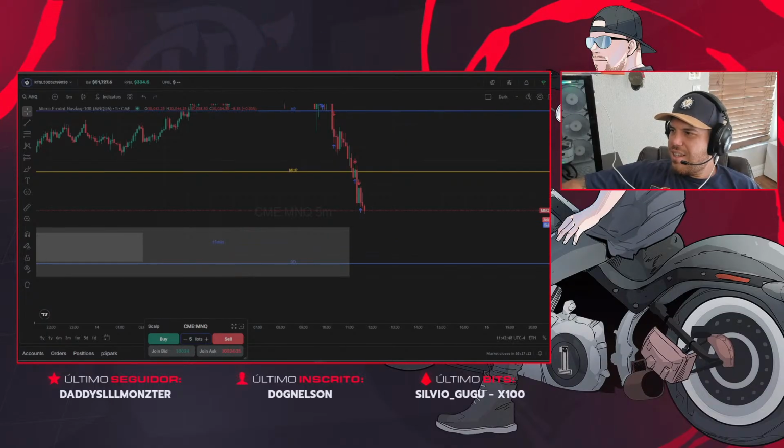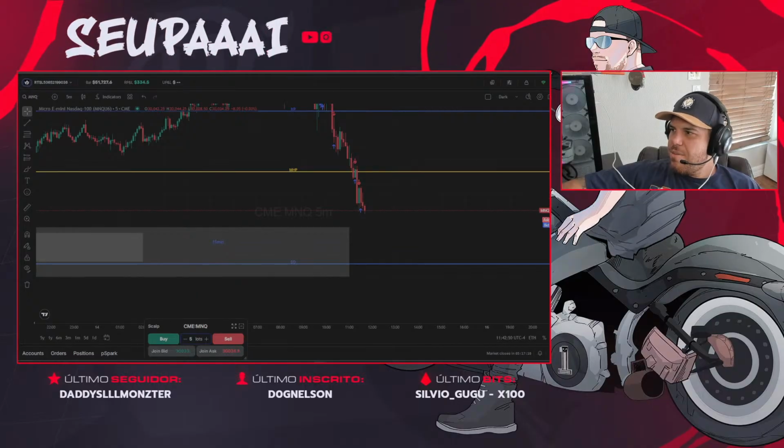Ele faz tão bem, o Neymar vai encontrá-lo toda hora dentro da área ali. E aí o Gabigol sobrou pro Neymar. Volta pro 10 do Peixe. Que bola pro Gabriel!